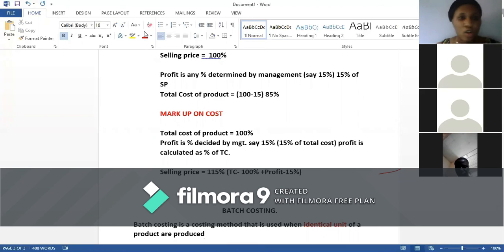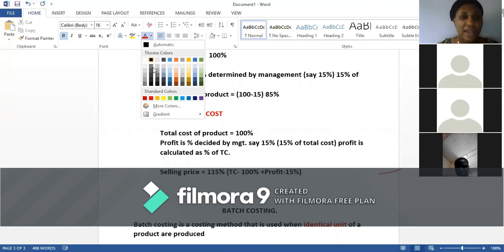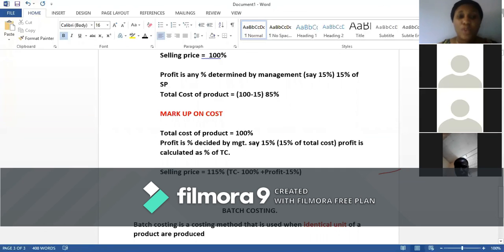So with batch costing, we are saying that we are producing identical units. The difference in batch costing now is that, although we are producing identical units, we are still going to treat it as job costing.